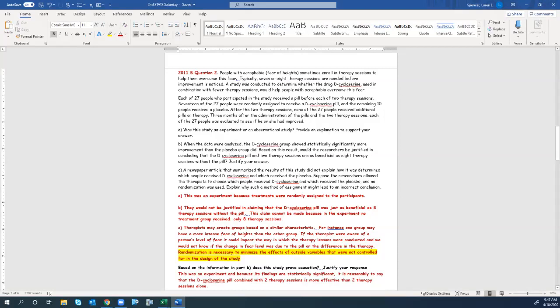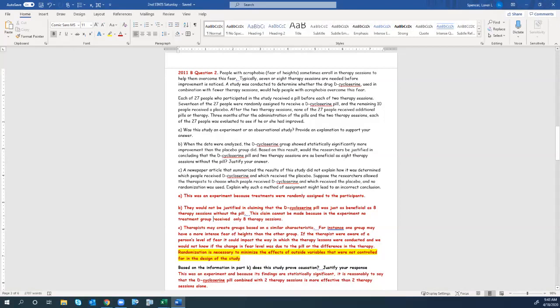Explain why such a method of assignment might lead to an incorrect conclusion. All right, so they didn't use randomization, so that's a problem. So they're using the therapist mindset. Well, if I'm a therapist, I might very well sit there and go, you know what? They have extreme fear of heights, and this group doesn't, so I'm going to put the group with extreme fear together and those with less fear in a different group.